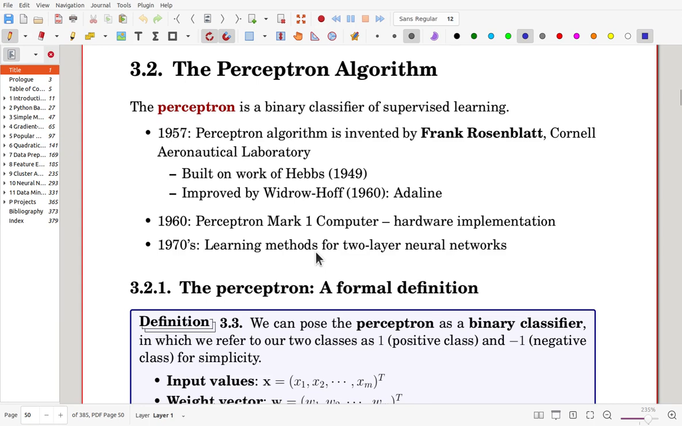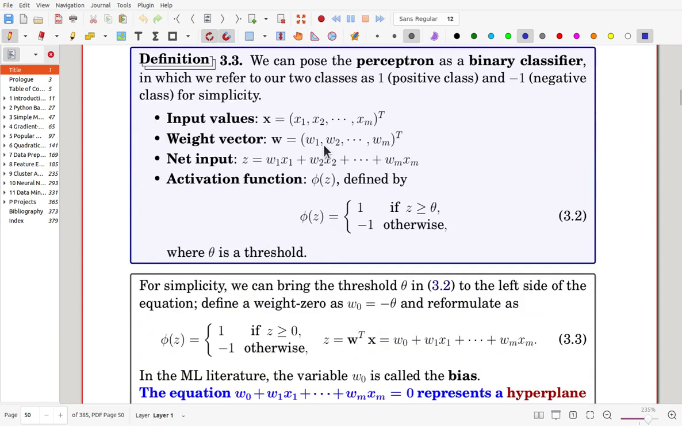Let's define the perceptron formally. We assume there are two classes, label 1 for positive class, label -1 for negative class. For the algorithm, input is a feature vector in Rm, and through the training, we have to find the weight vector W. During iteration of training, the net input Z will be made with the dot product between X and W, so that it becomes a weighted sum.